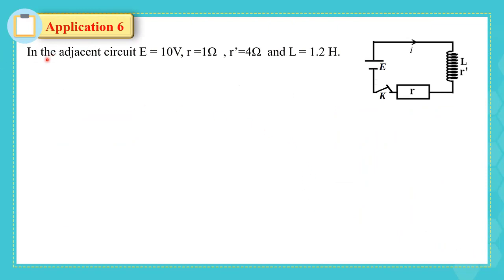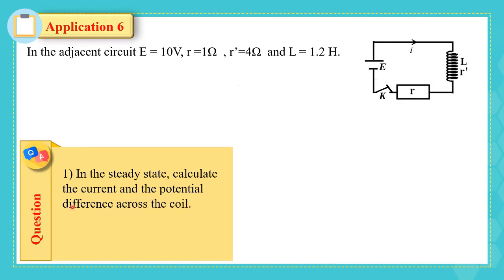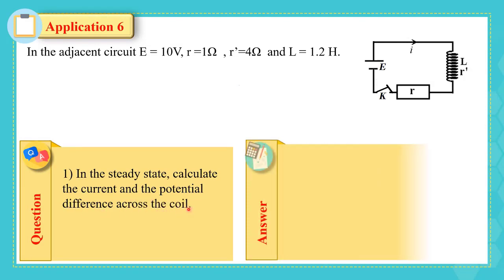Now let's solve application 6. In the adjacent circuit, E equals 10 volts, R equals 1 ohm, R prime, the resistance in the coil, is equal to 4 ohms, and L, the inductance of the coil, is 1.2 henry. In the steady state, calculate the current and the potential difference across the coil.